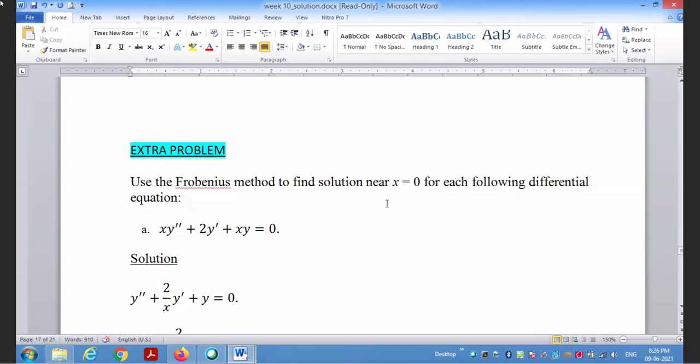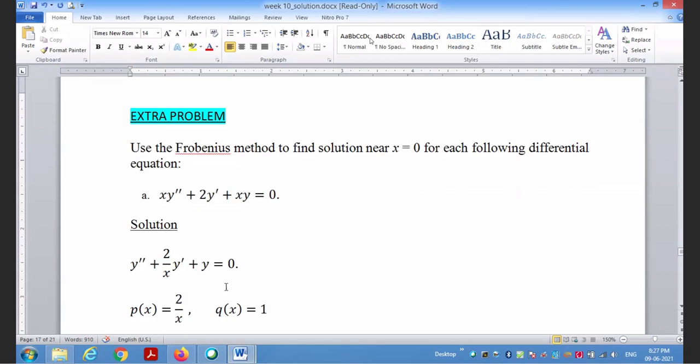Again here, near x equal to 0. It is not necessarily equal to 0. It can be anything here. It can be 2, it can be 4, it can be 100, it can be anything. But for the sake of explanation, to make it clearer, we consider x equal to 0, but not necessarily so.